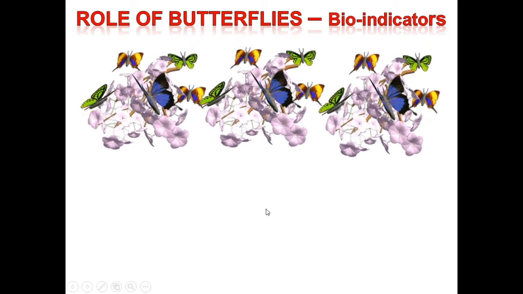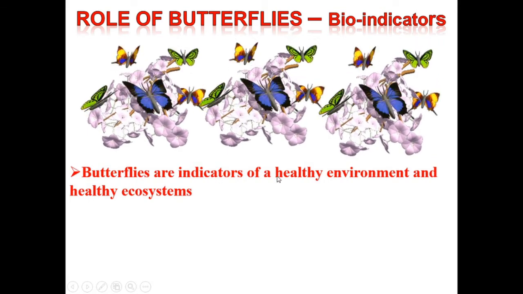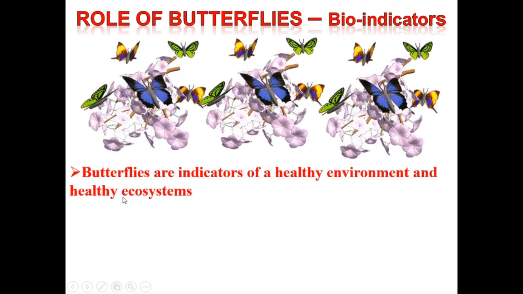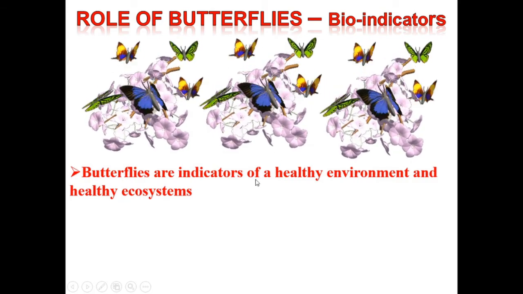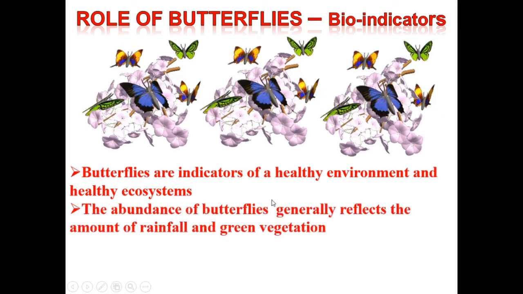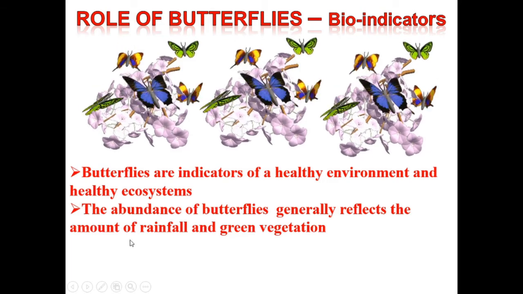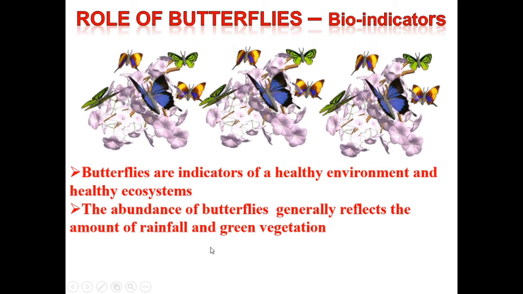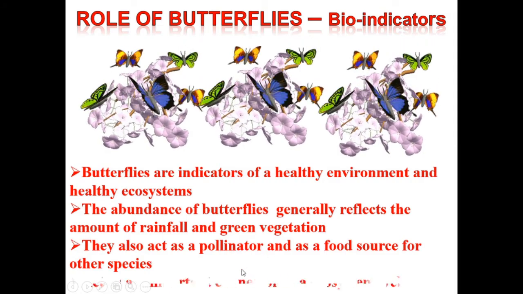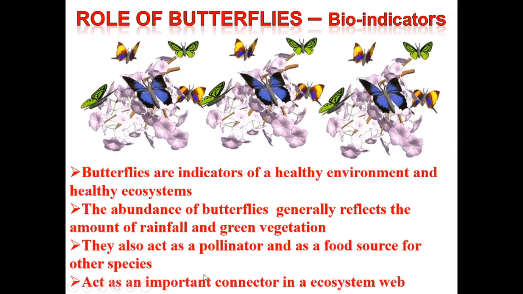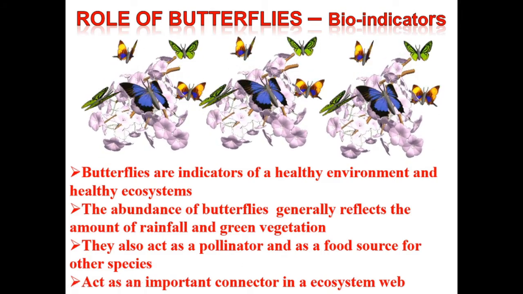So anyway, we'll see the importance of these butterflies. Butterflies are indicators of healthy environment and healthy ecosystems. Wherever there is a butterfly, that means that environment is very healthy, that ecosystem is very healthy. The abundance of butterflies generally reflects the amount of rainfall and green vegetation. They also act as pollinators and as a food source for other species. They also act as important connectors in an ecosystem web.